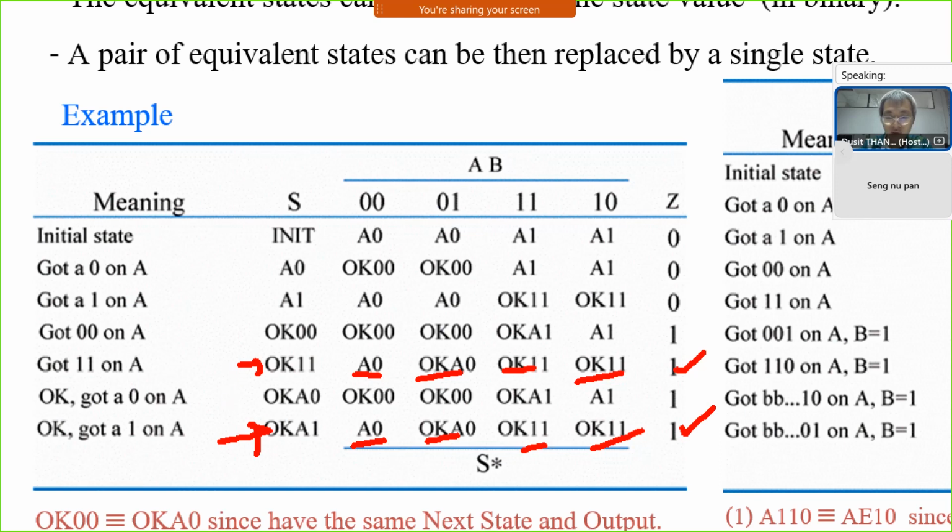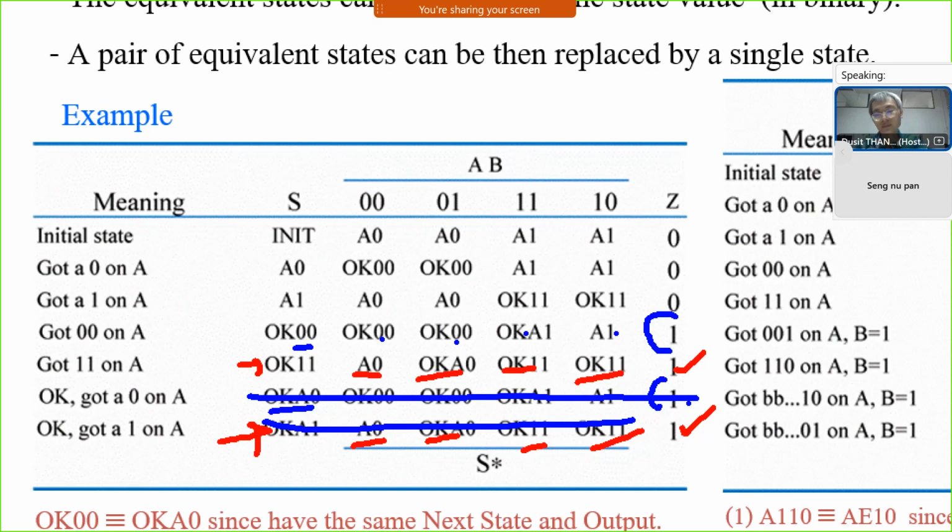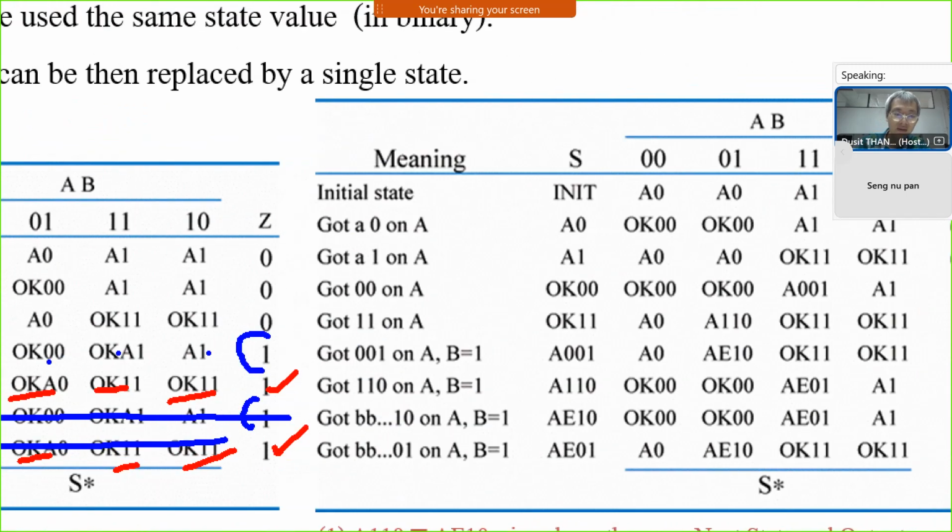Okay, you can remove one of them. For state OK0, 0 and OKA0 also, right? Same next state and same output. So you can delete one. So finally you have got 5 states. Okay, for this one also.